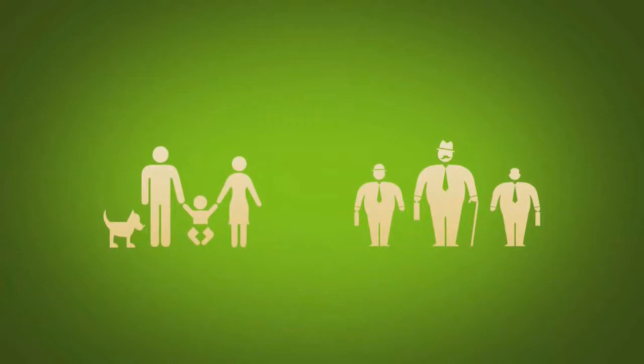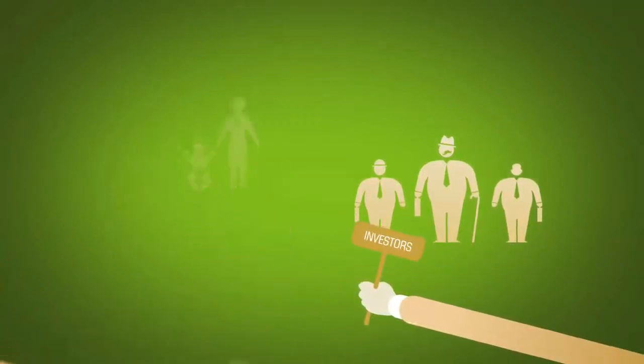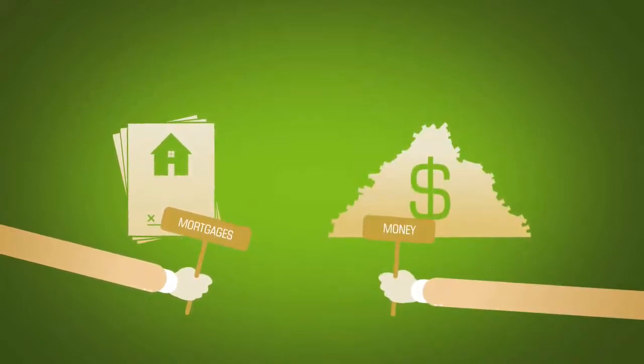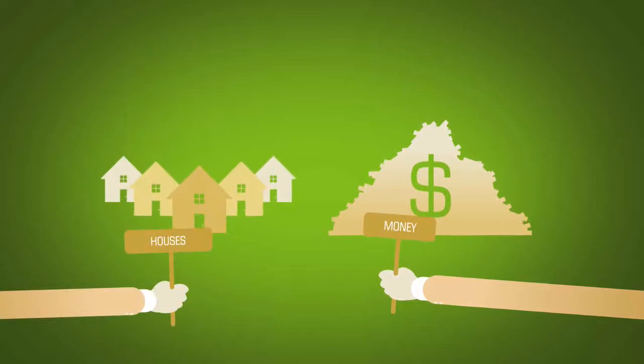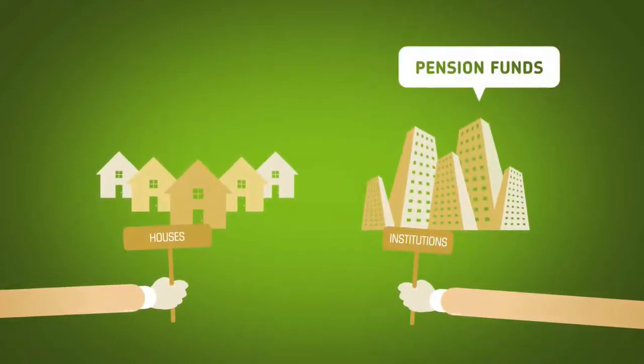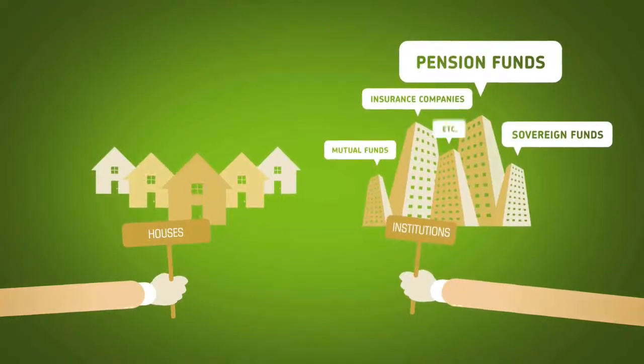Here's how. The credit crisis brings two groups of people together, homeowners and investors. Homeowners represent their mortgages, and investors represent their money. These mortgages represent houses, and this money represents large institutions like pension funds, insurance companies, sovereign funds, mutual funds, etc.